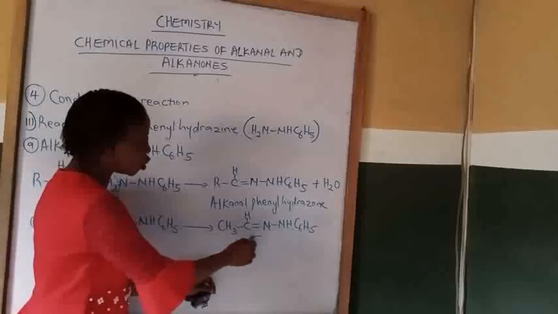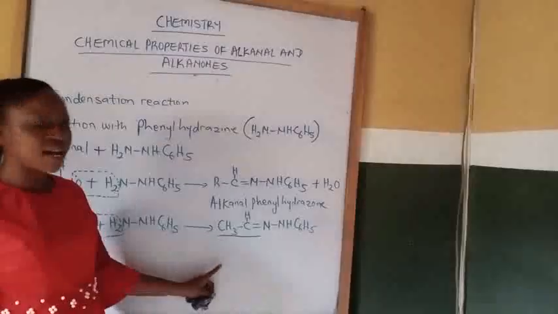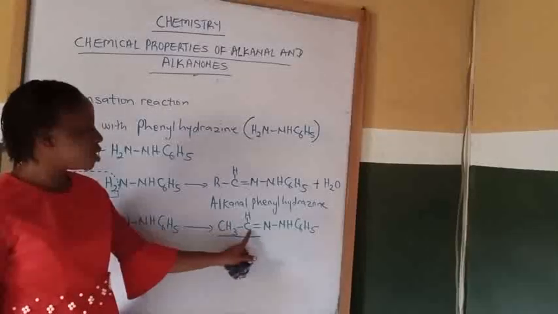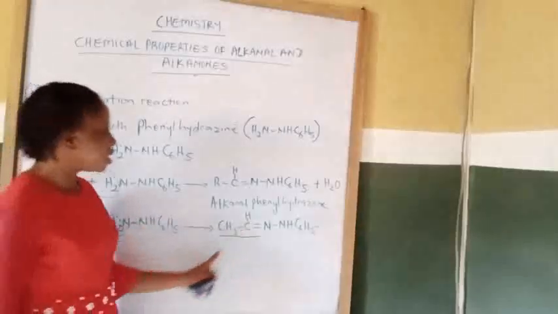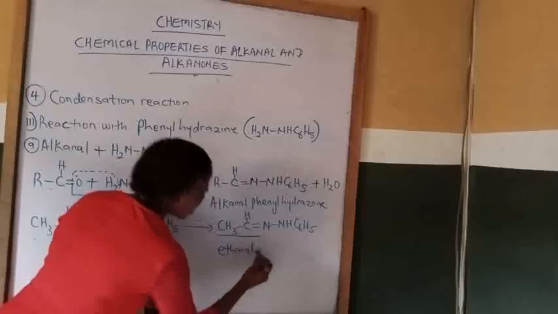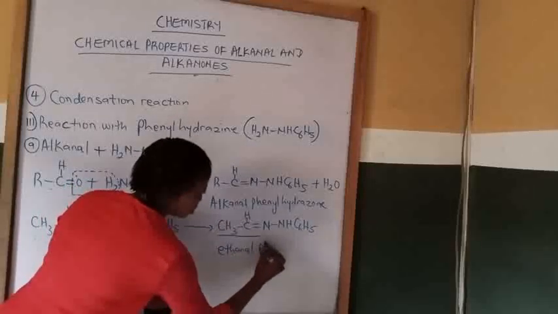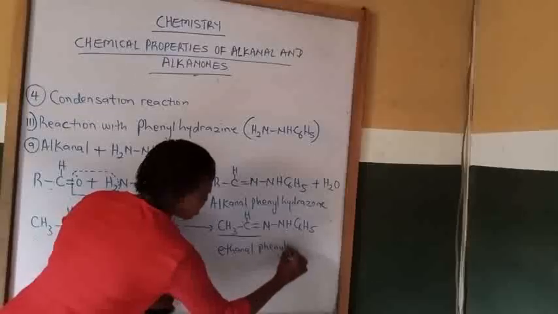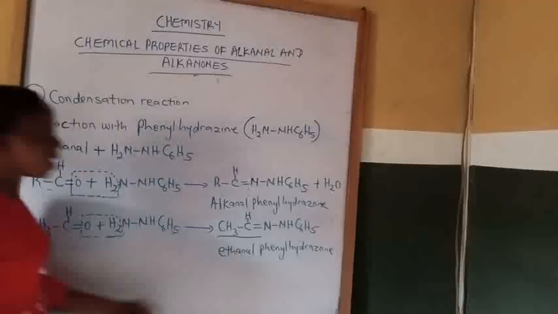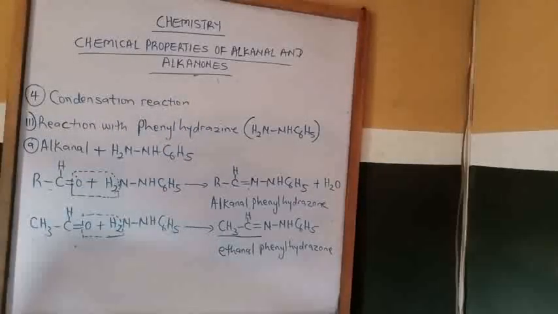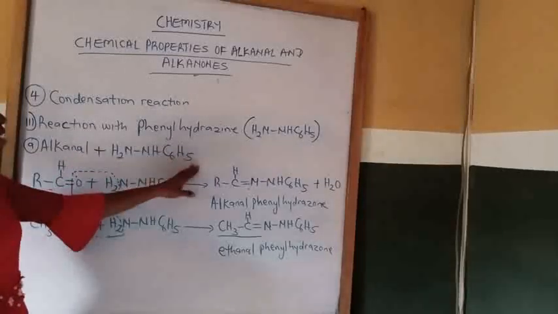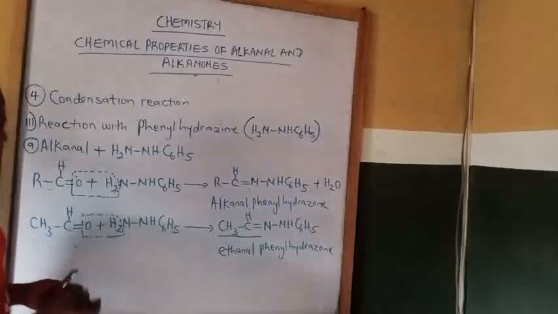Then this structure is from an alkanal. An alkanal with 2 carbon atoms is called ethanal. So the name of the product will now be ethanal vinyl hydrazone. Alkanal vinyl hydrazone. Then let's move to the reaction between alkanone and vinyl hydrazone.